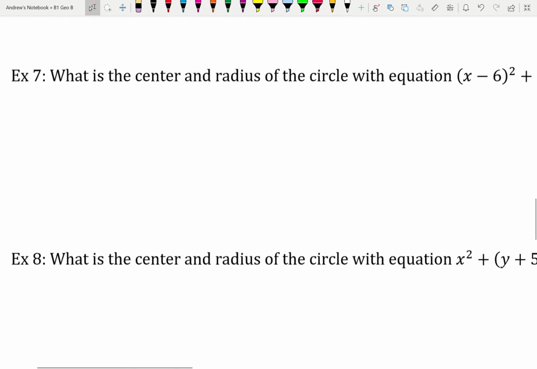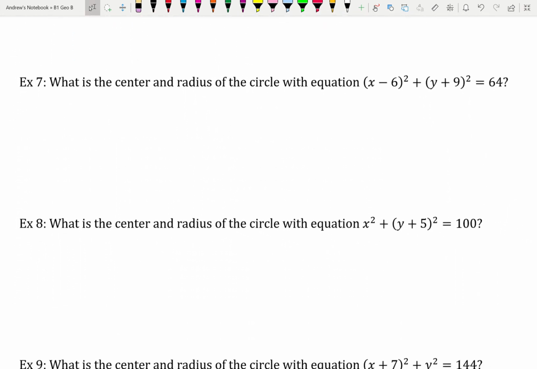So the other type of problem that we might have is where it's trying to have you pull the information back out of an equation. So we took a look at how to write the equation. Now we're going to look at how to undo it. So for this one, we're asked, what is the center and radius of the circle with the equation x minus 6 squared plus y plus 9 squared equals 64?